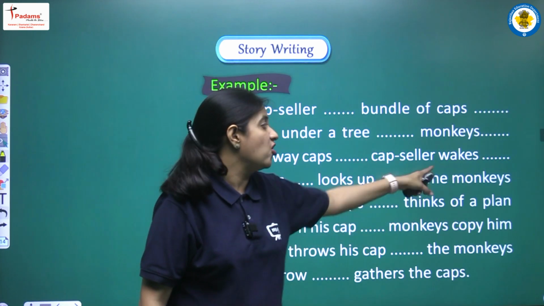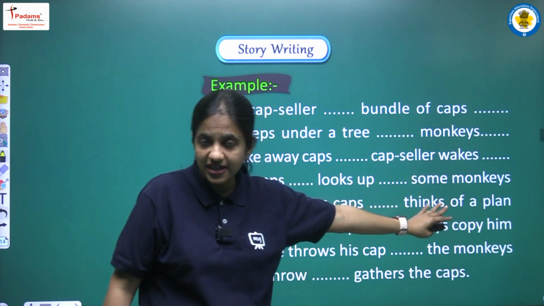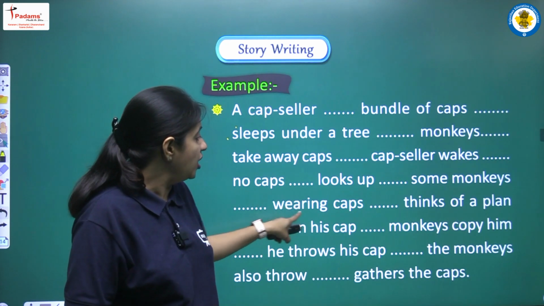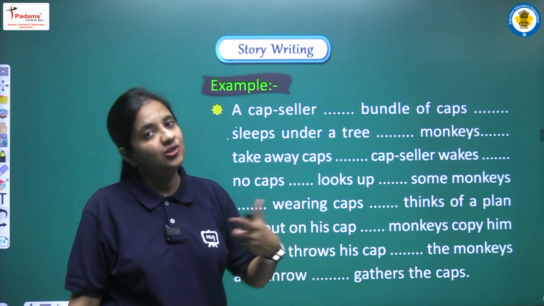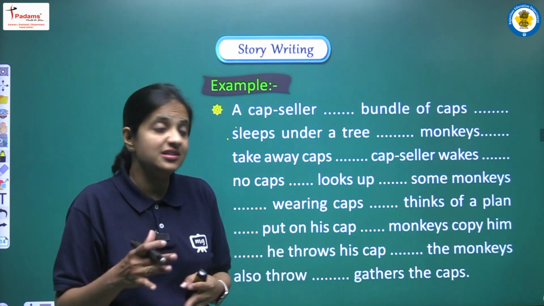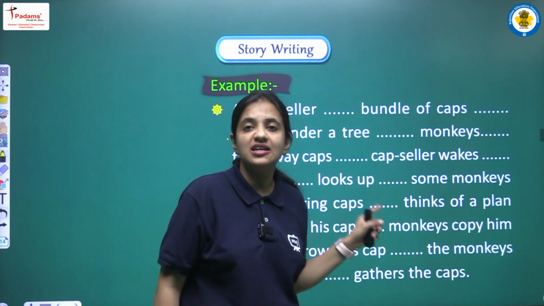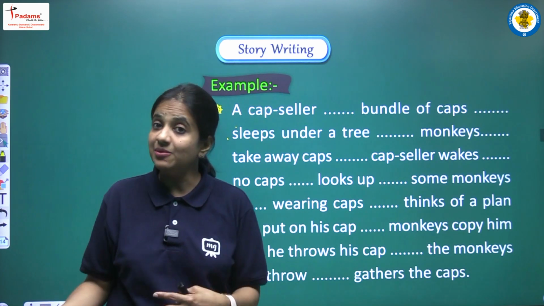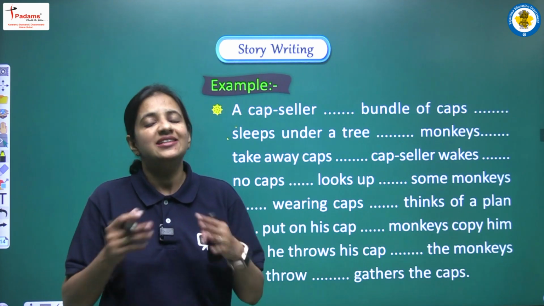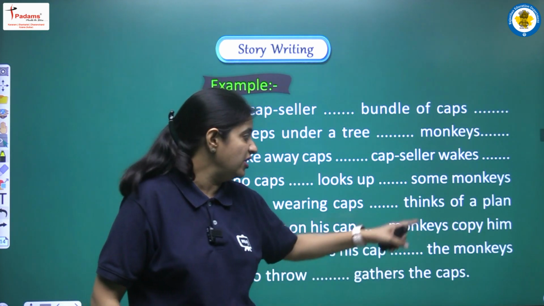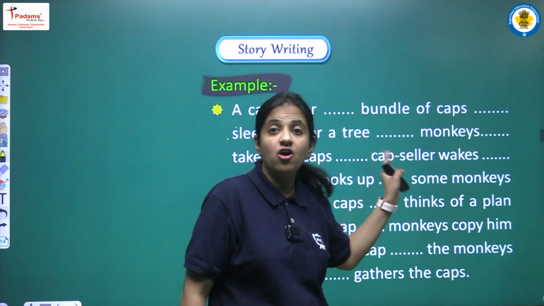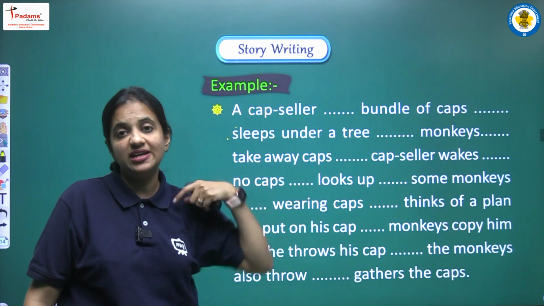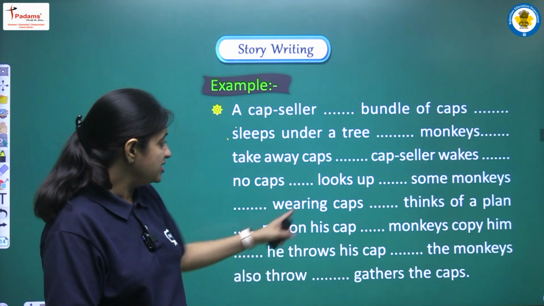He saw that on the tree there were some monkeys, and those monkeys were wearing the caps. They had his caps. So now the cap seller tried to get his caps, but he was unable to have his caps back. Then he had one idea, he thought of a plan, because he was a very clever person. So what was the plan?